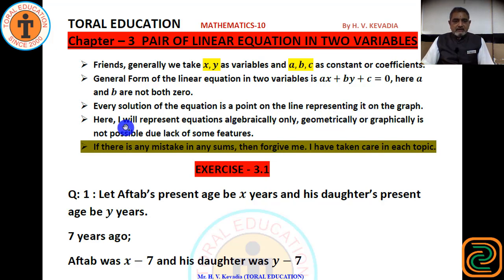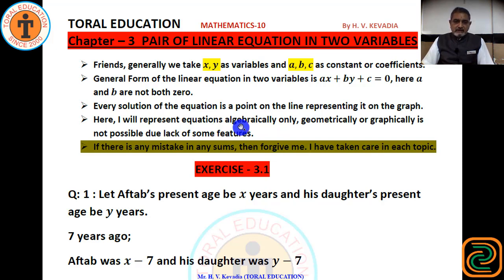Here I will represent equations algebraically only. Geometrically or graphically is not possible due to lack of some features. Graphically or geometrically I will not represent. So you will have to learn algebraically, and graphically you will have to represent on the graph by yourself as you learnt in 9th.